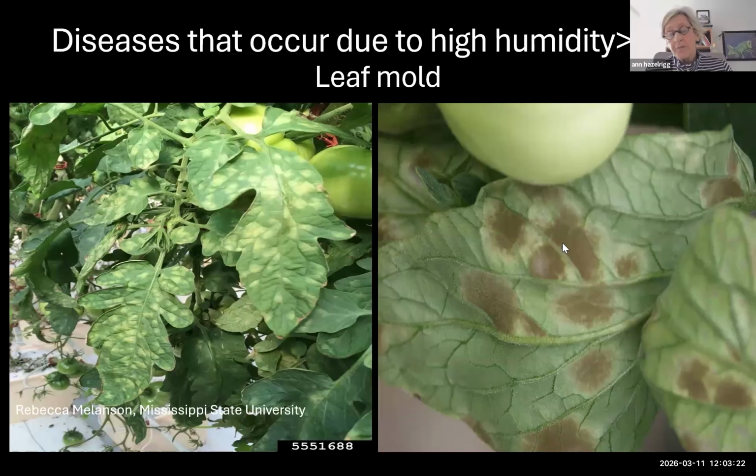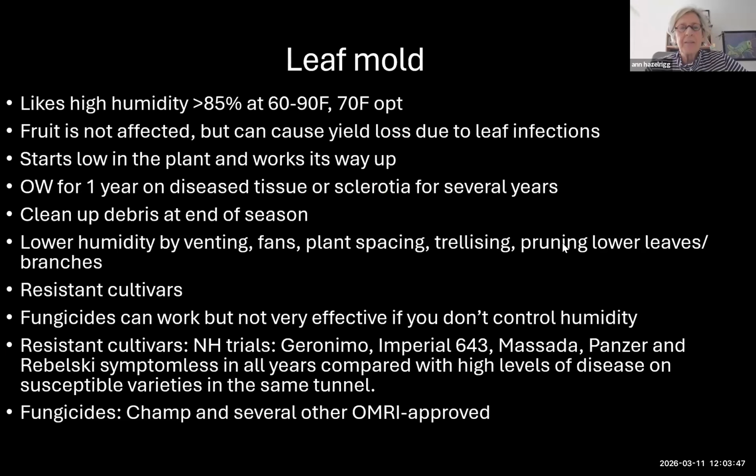So what we do see are all those leaf spots and diseases that like high humidity, that don't necessarily need that leaf wetness. They just need humidity over about 85%. And the most common one is leaf mold. It looks like yellow patches on the upper sides of the leaves. And then if you turn it upside down, you see that brown, fuzzy growth, all the spores of the disease.